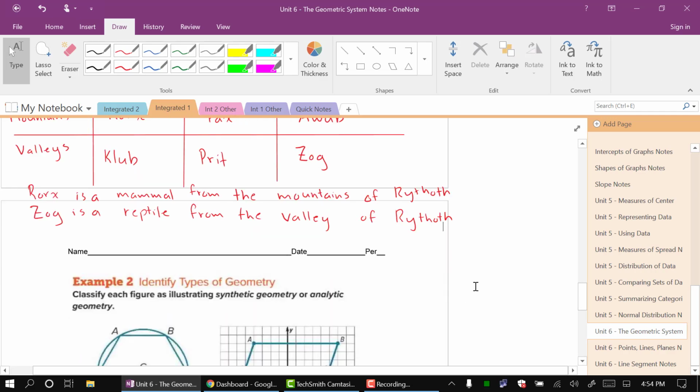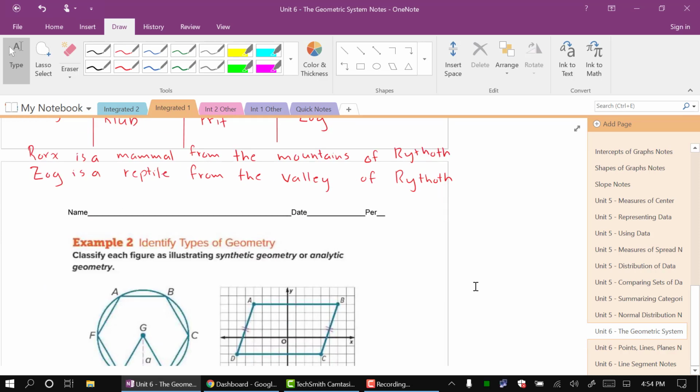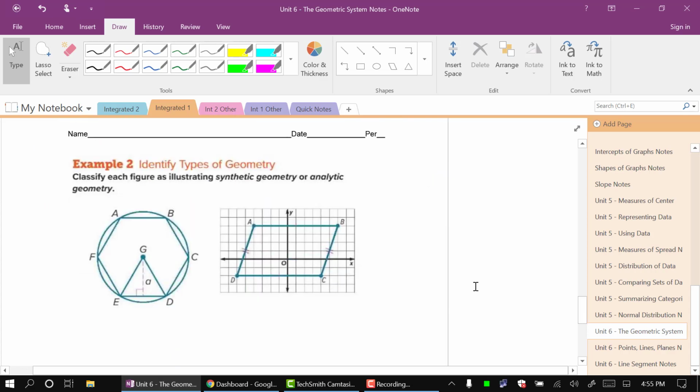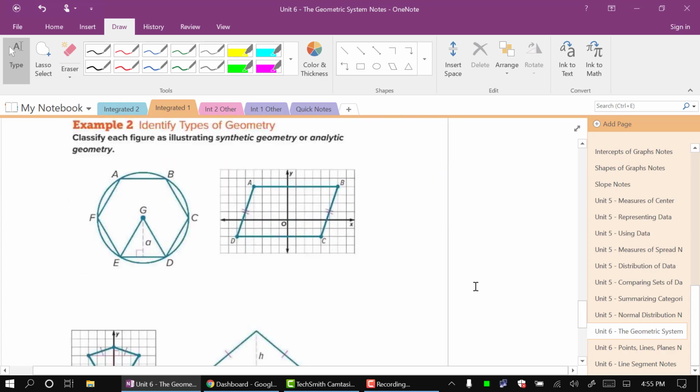So let's take a look at example 2. Example 2 is talking about different types of geometry, synthetic or analytic. Synthetic geometry is kind of like where you're picturing it and trying to figure out what's going on. Analytic geometry is where you have a little more information, you have some kind of a scale that everything's based off of. So this first example right here is going to be synthetic.